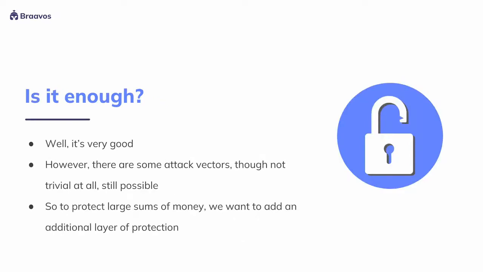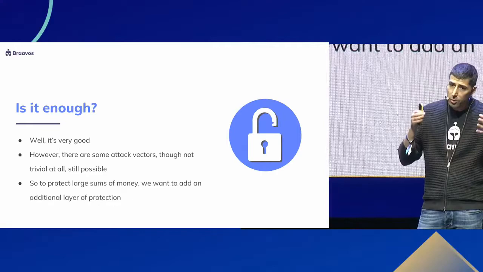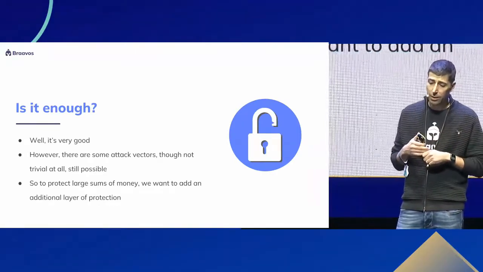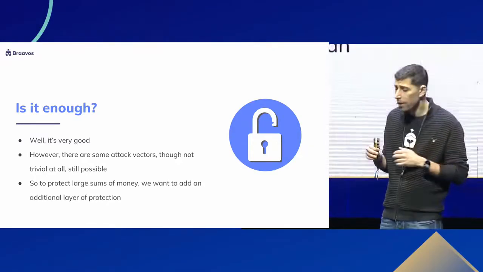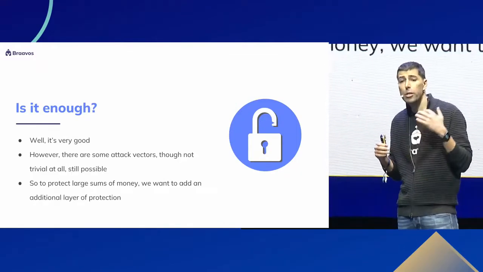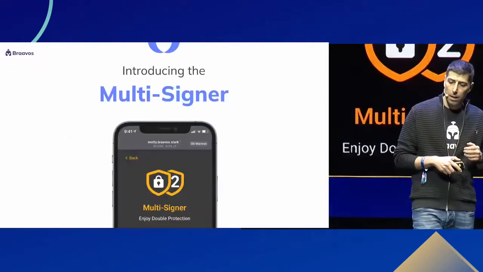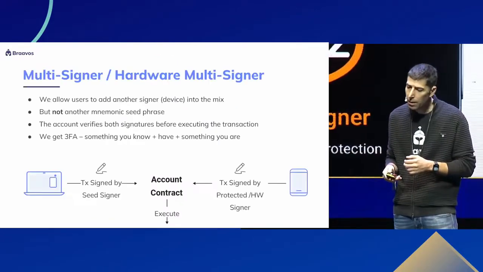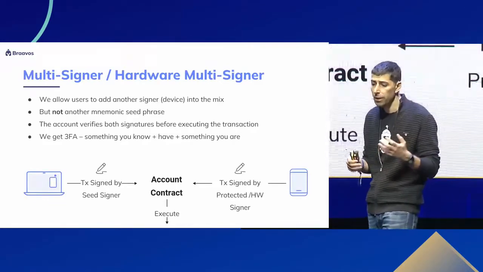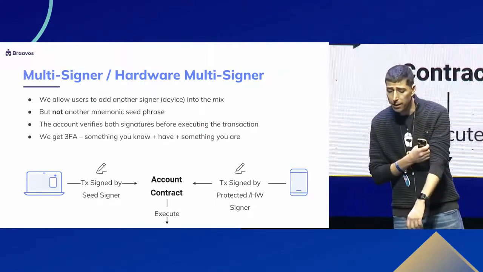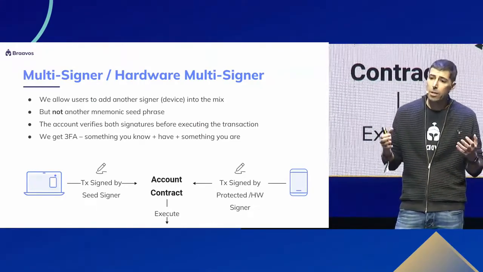Now, the question: is it enough? Well, we think it's very good. However, to be completely honest, there are still some vectors of attack, though very non-trivial. You have to be really targeted in order to be attacked, but they are still possible. So in order to protect very large sums of funds, we want to add an additional layer of protection, and this is the multi-signer. The multi-signer could use either the hardware signer or the protected signer, but the idea is that we add an additional signer into the mix.